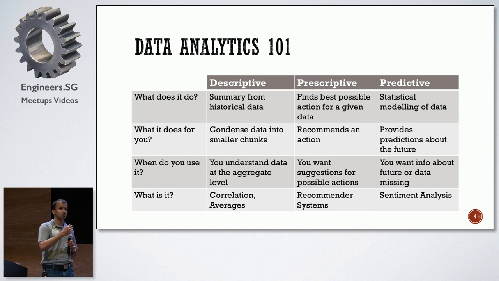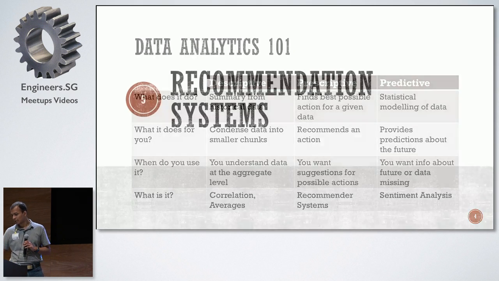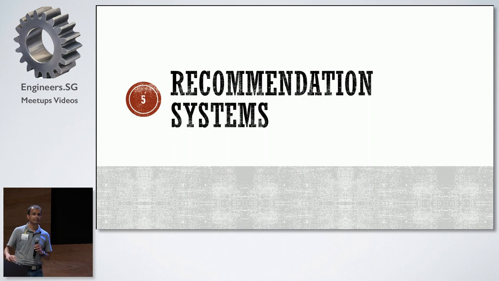For example, if we talk about the descriptive model, correlation is an example, and averages are basically descriptive. For prescriptive, we have recommender systems. That comes straight under the prescriptive model. And finally, for the predictive model, we have sentiment analysis. That's one example there. So with that as a precursor, let's move on to recommender systems, which come under the prescriptive model.